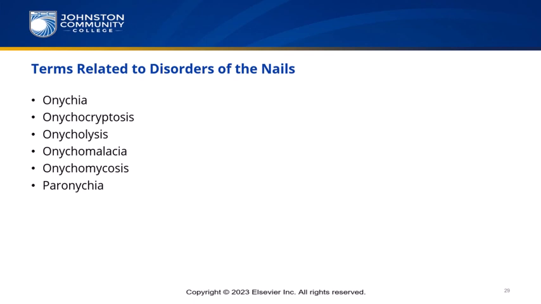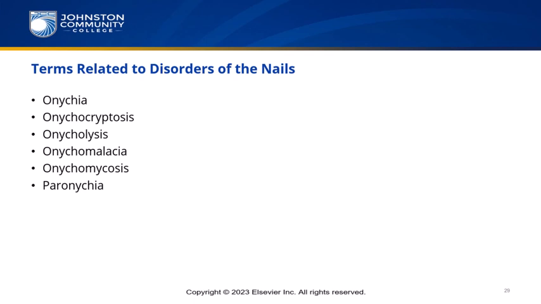Then we have onychomalacia, which is a softening of the nail. The suffix malacia means softening. Then we have onychomycosis, which is an abnormal condition of fungus of the nail. Remember that myco means fungus.